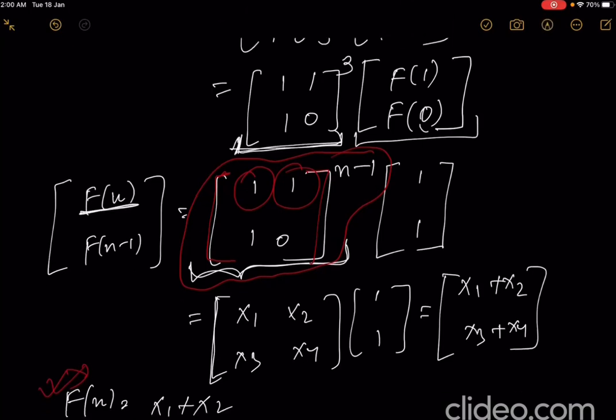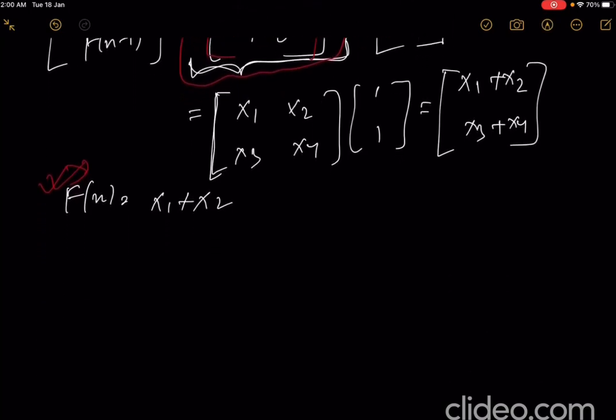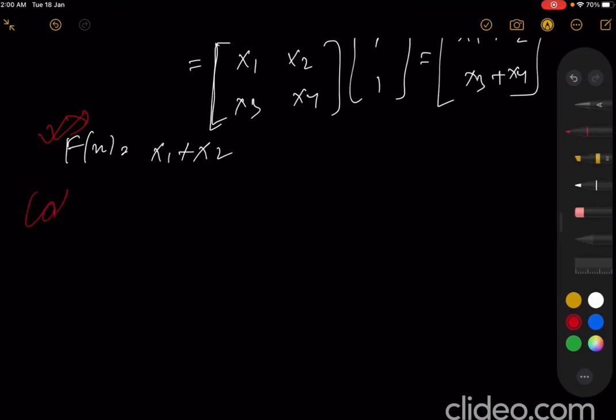So now there comes the question of calculating the power of a matrix.